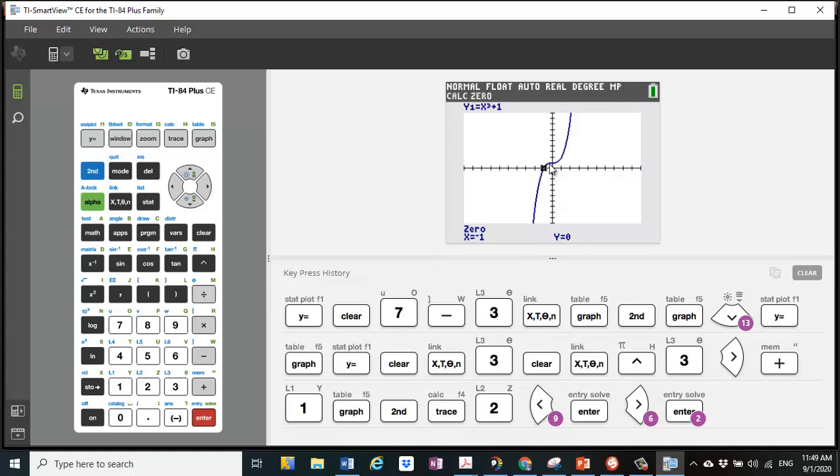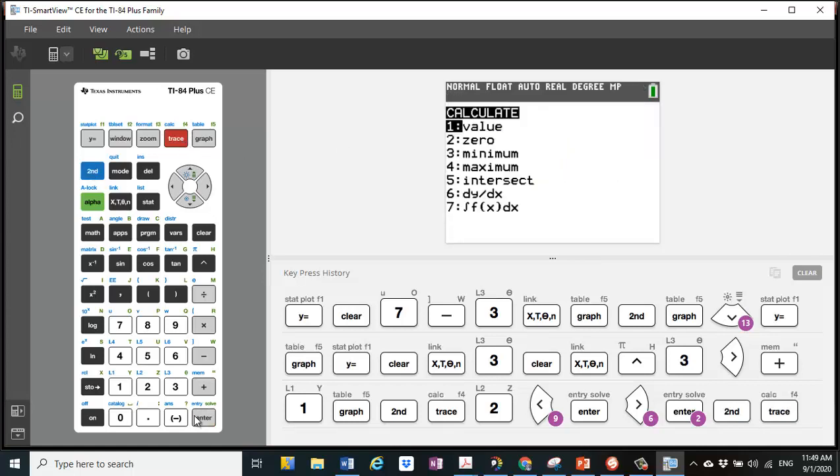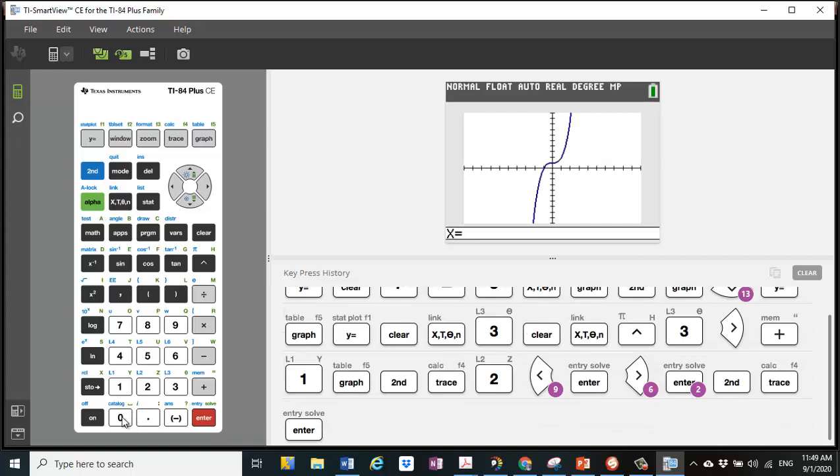Our y-intercept, to find that now, we're going to go second calculate value and just plug in 0. All that does is it plugs in 0 into your x value and gives you the y value when you hit enter. Okay. So there's your y-intercept.